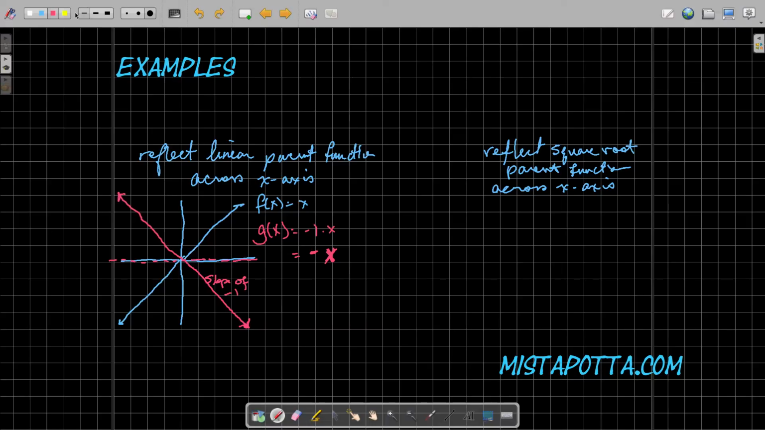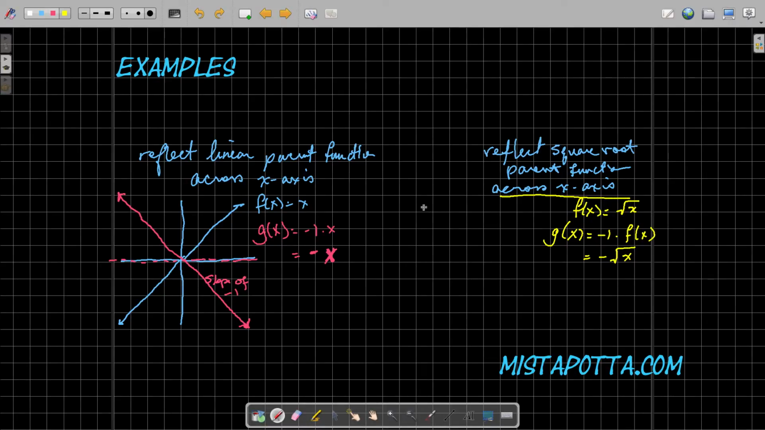Second example I want to do is I want to reflect the square root parent function across the x-axis. So for us, f of x is equal to the square root of x. And we know that if we want to reflect across the x-axis, we're going to say that g of x is equal to -1 times f of x. So it really ends up being -1 times the square root of x.